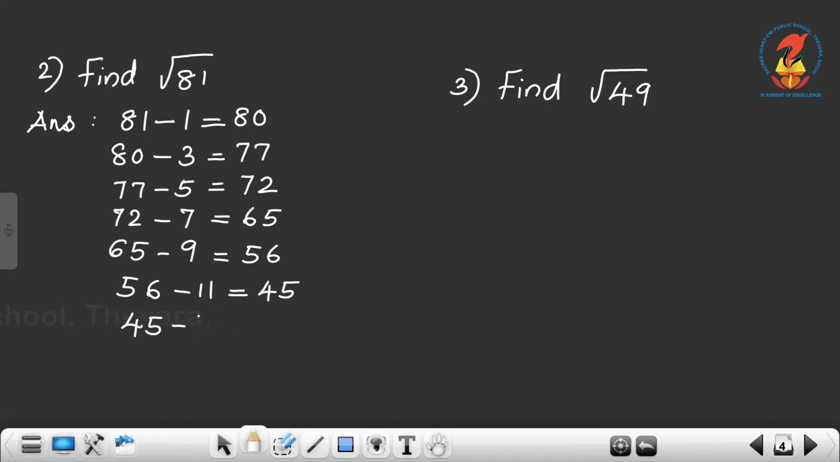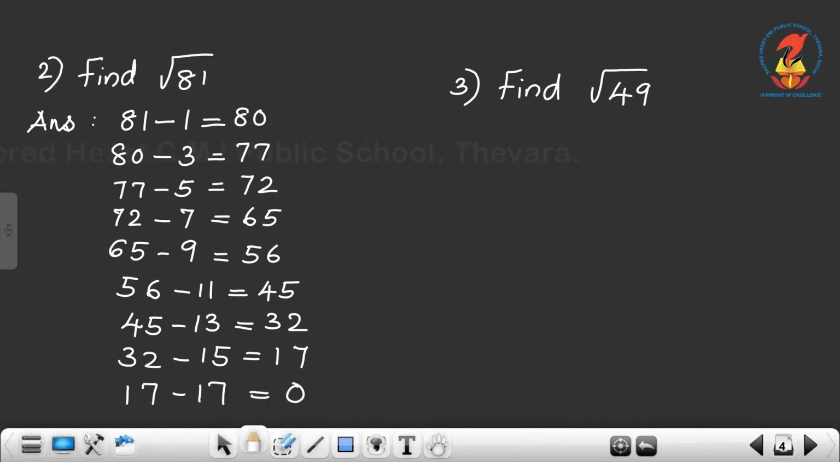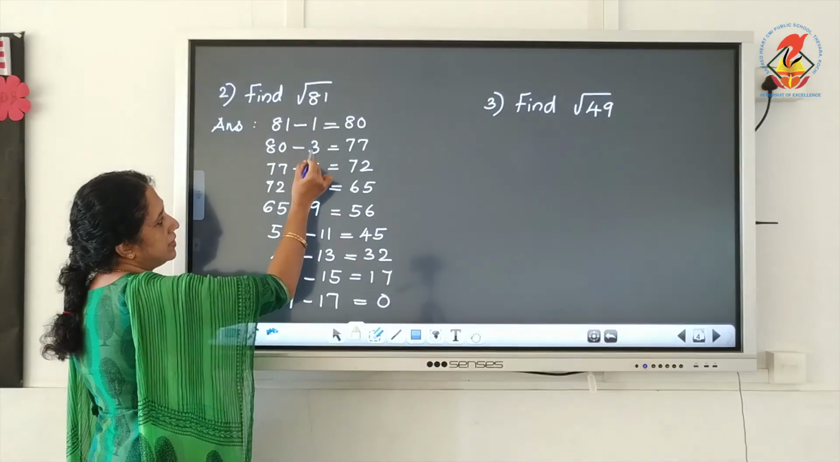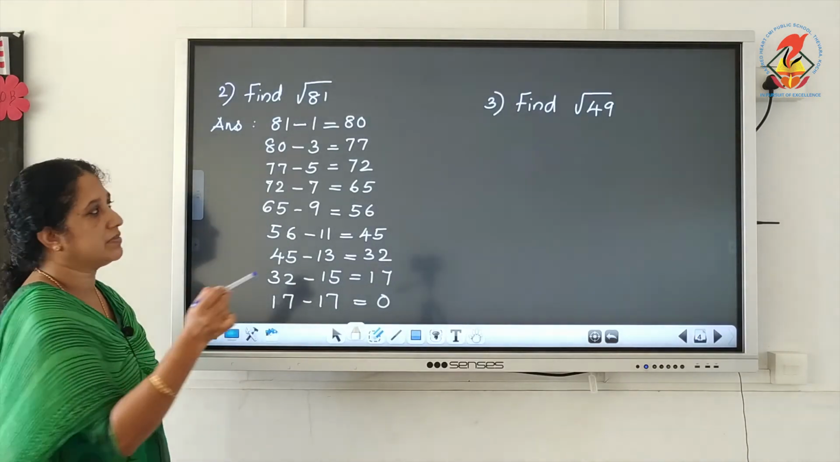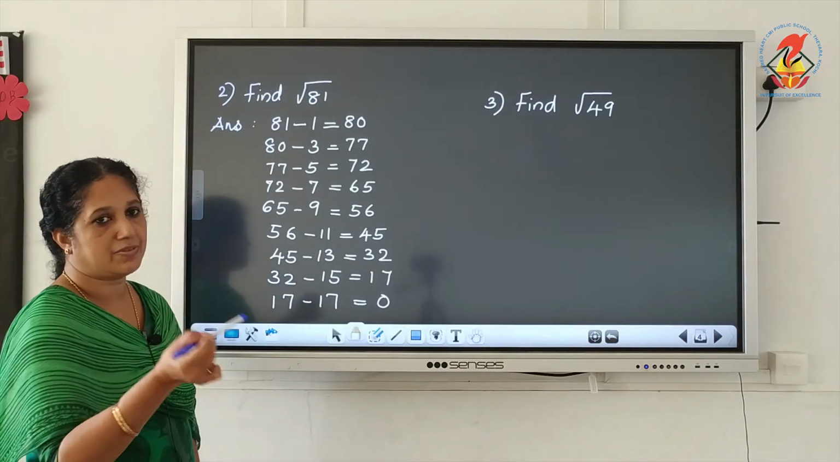Then 45 minus 13, the next odd number, equals 32. Then 32 minus the next odd number, 15, equals 17. After 15, which odd number? 17. So 17 minus 17 equals 0. So you have to successively subtract the odd numbers 1, 3, 5, 7, 9, 11, 13, 15, 17, etc., from the given number.